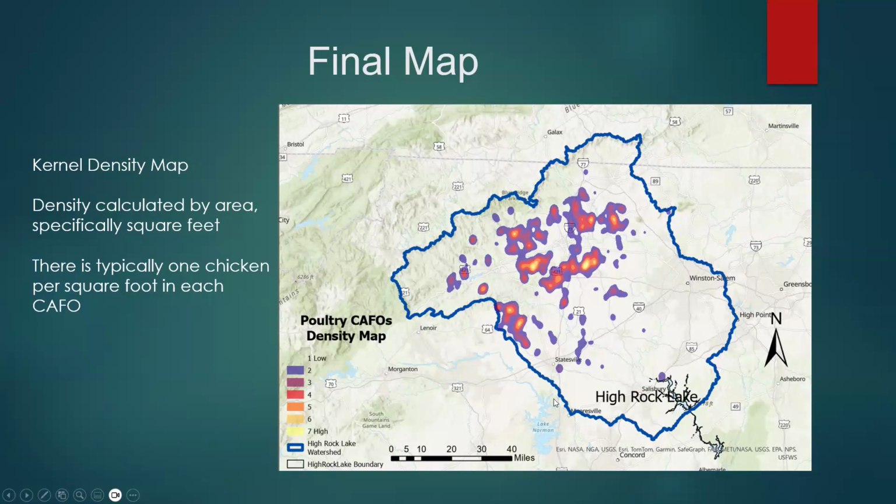And for those who don't know, this boundary is the watershed, and what a watershed means is that every drop of rain that falls within this boundary, unless it's absorbed into the earth somehow, ultimately is going to find its way into High Rock Lake. Okay.